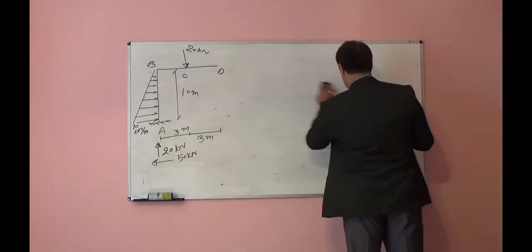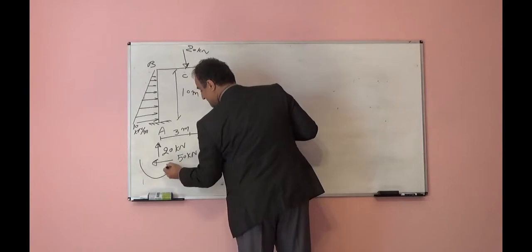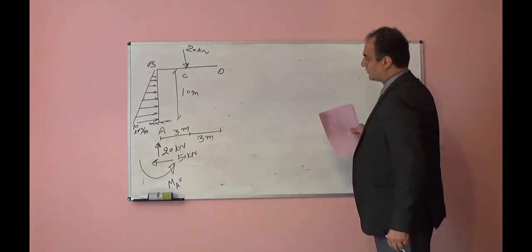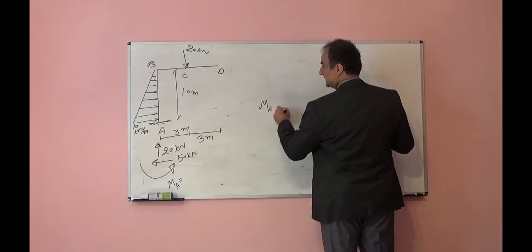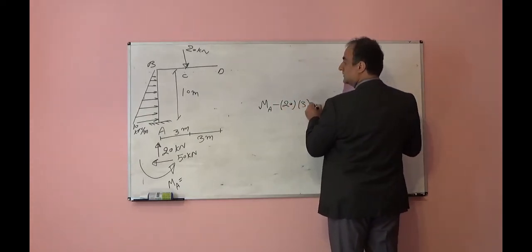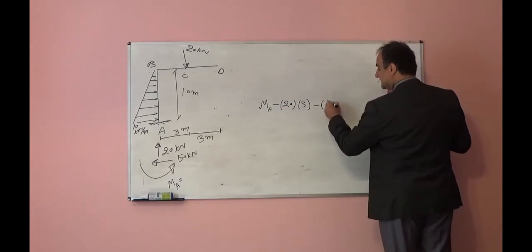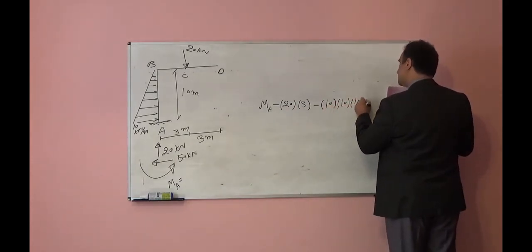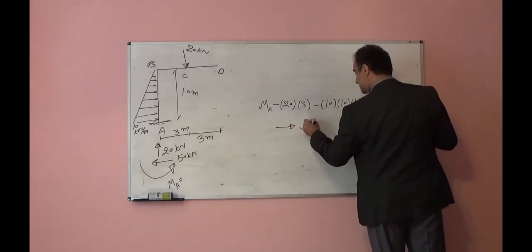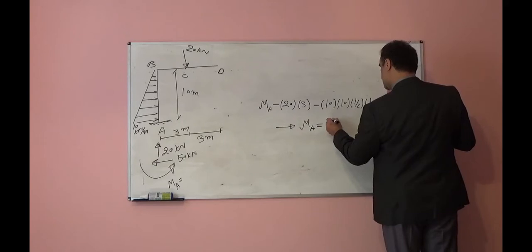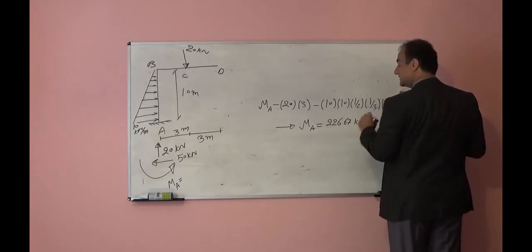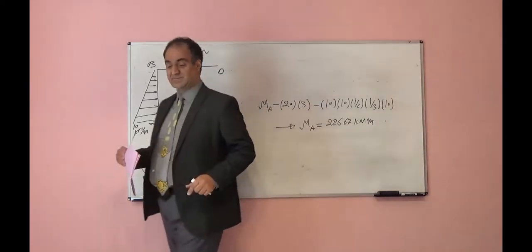How about MA, the moment reaction at point A? If I take moment with respect to point A, I will have MA minus 20 times 3 minus 10 times 10 times half times 1/3 of 10. From there, MA will be equal to 226.67 kilonewton meter.